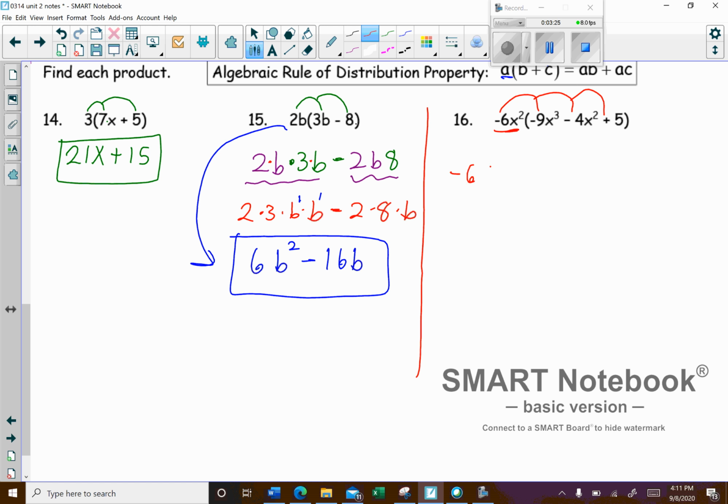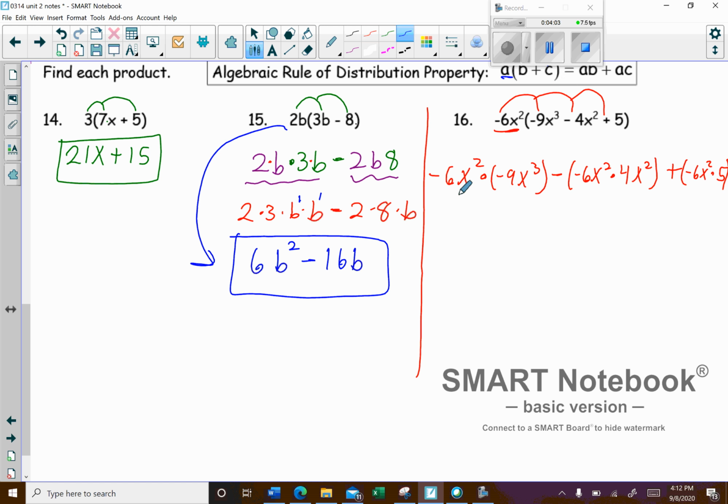So let's see, negative 6x squared times negative 9x to the third power minus negative 6x squared times 4x squared. And let's see, I'm running out of room a little bit. Okay, I made a little bit more room. So then we're going to have a plus, let's see, negative 6x squared times 5. And sometimes showing more work actually might even confuse you. Sometimes it's better just to do each part in your head. But anyways, I already got this going, so we'll finish this.